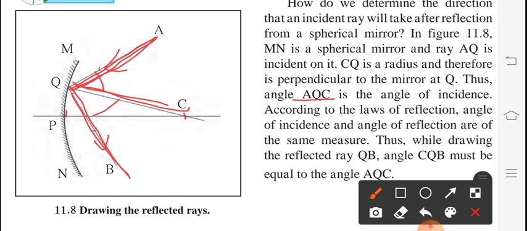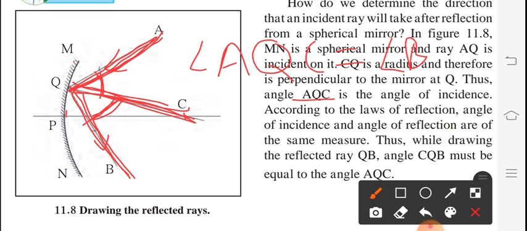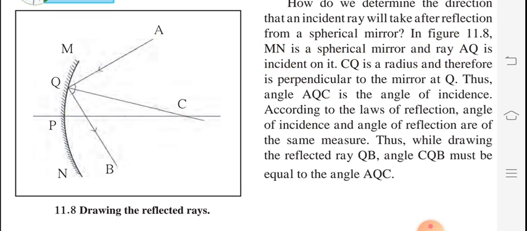You can observe here AQC is the angle of incidence. According to the laws of reflection, angle of incidence and angle of reflection are of the same measure. So whatever the measurement of this angle, that much is the measurement of this angle. This one we can say is the angle of incidence and this one is the angle of reflection. Thus, while drawing the reflected ray QB, angle CQB must be equal to angle AQC. We can write this way: angle AQC is equal to angle BQC. Okay, so in this way we can draw the reflected rays.